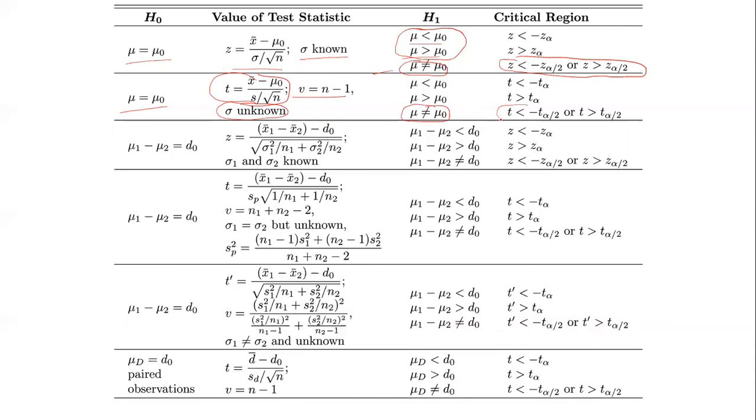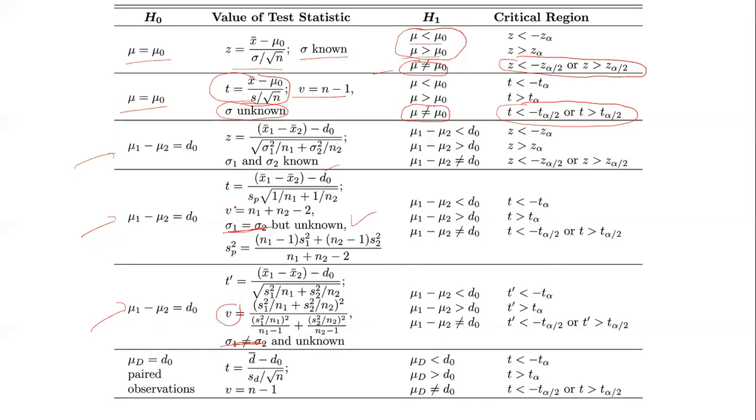For this alternative, this is our rejection or critical region. This is the difference of two means. Here you know sigma, here you don't know it, but you assume that they are equal. Here they are not known and you cannot assume that they are equal, or you do not assume that they are equal. Remember, this is a tricky degrees of freedom.